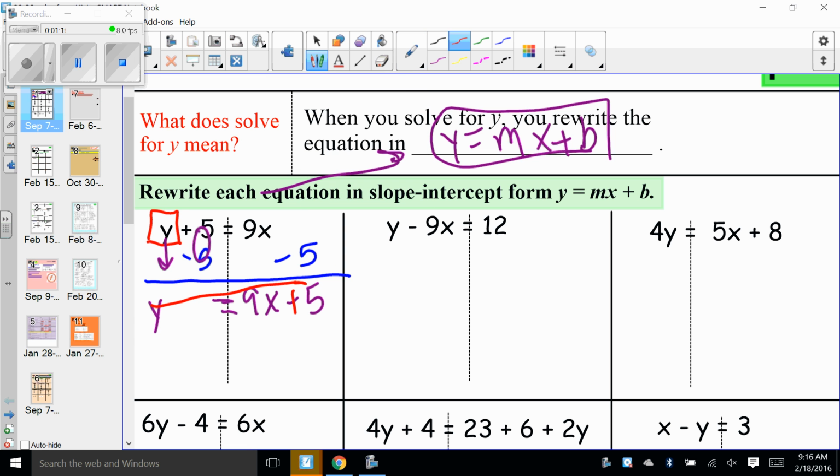So the highlighted yellow answer is showing y equals mx plus b, and we are done. So that's the hand method. All right, let's go to the next problem.